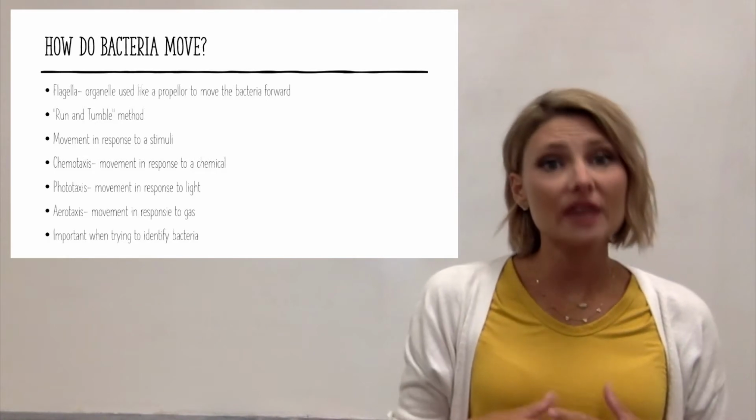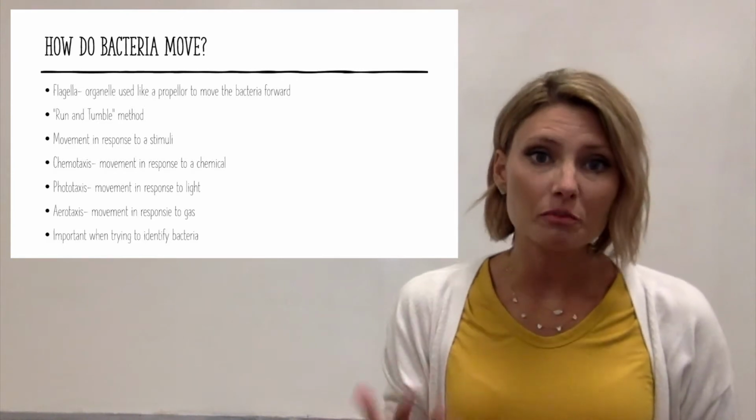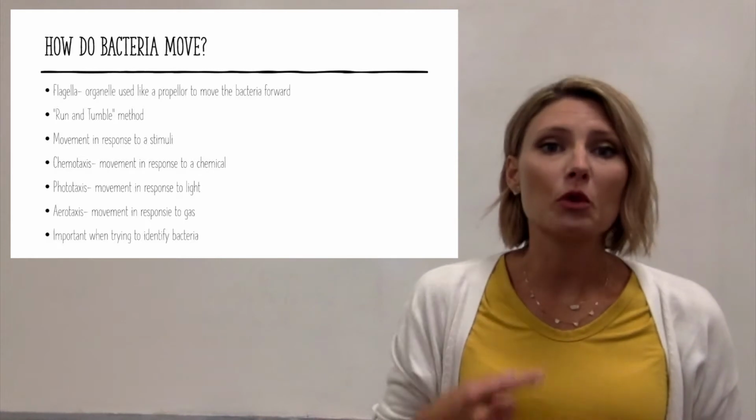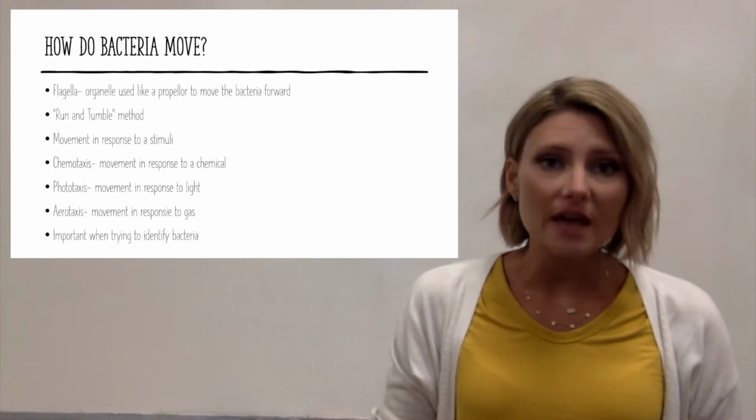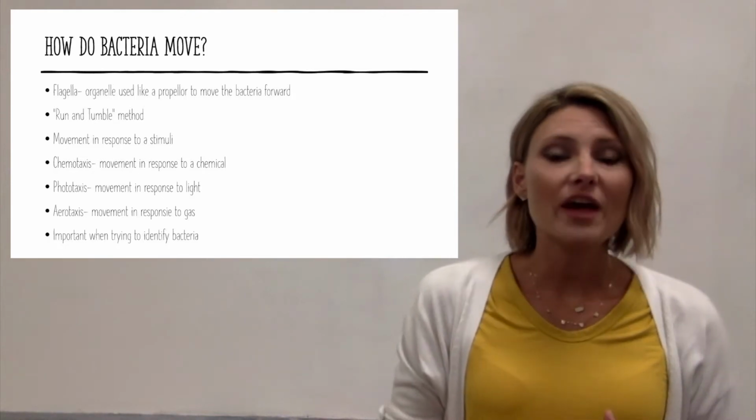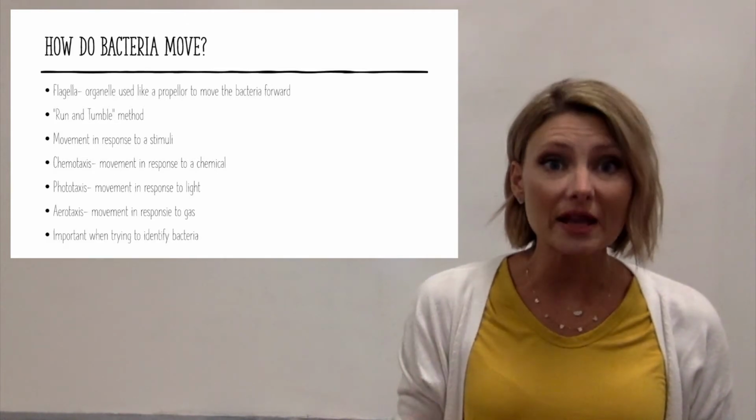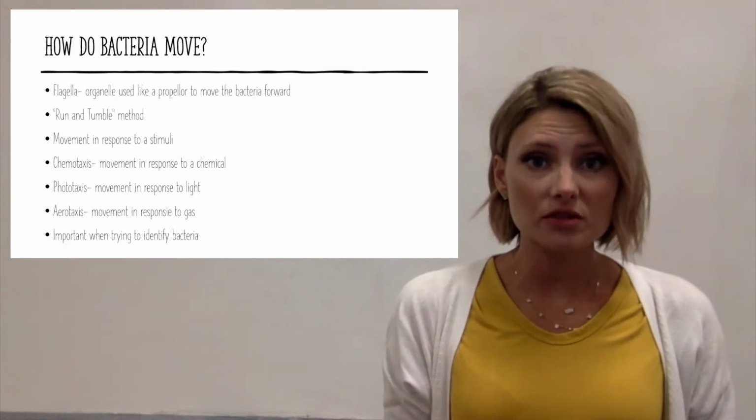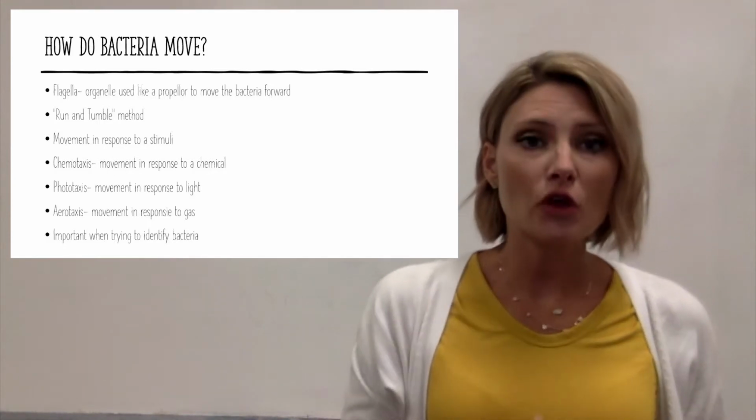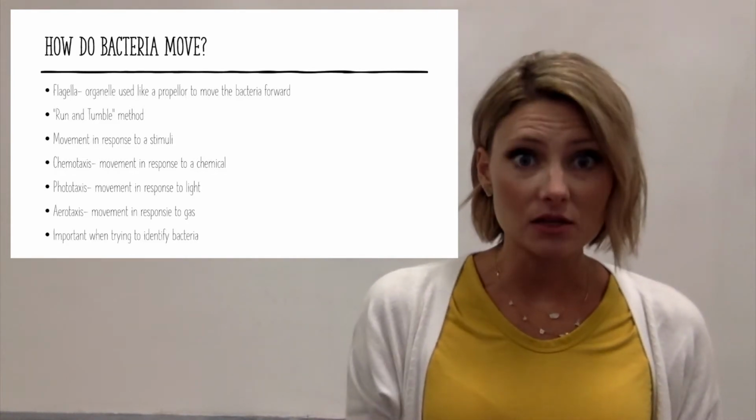Now they're going to be moving in response to something. So there are three different types of movement depending on what the bacteria are responding to. Number one, there's chemotaxis, which is movement in response to some type of chemical. We have phototaxis, which is movement in response to some type of light source. And then we have aerotaxis, which is movement in response to some type of gas. So those are the three different types of movement depending on what the bacteria is reacting to.